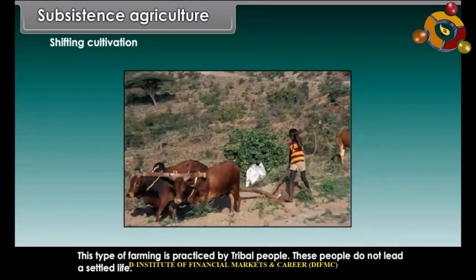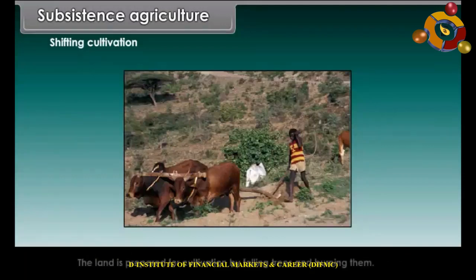This type of farming is practiced by tribal people. These people do not lead a settled life. The land is prepared for cultivation by felling trees and burning them.